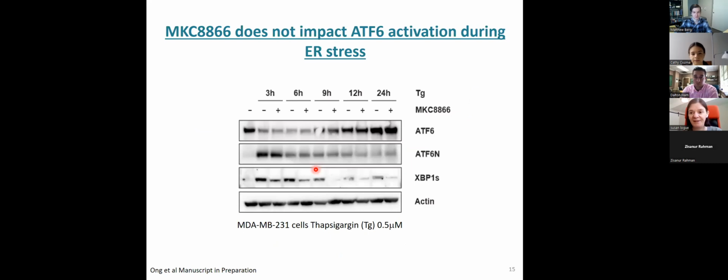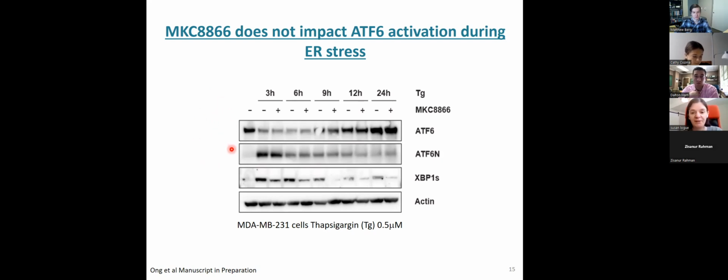So Gideon, who I think is on the call today, took MDA-MB-231 cells, which are a human triple-negative breast cancer cell line. And he treated these cells with thapsigargin, which is a chemical inducer of ER stress. And thapsigargin works by depleting calcium levels, and that is what induces a breakdown in protein folding, leading to the accumulation of unfolded proteins and the induction of ER stress.